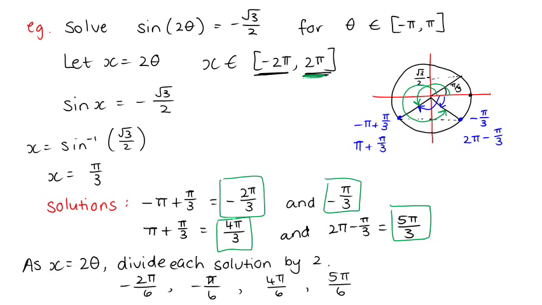Can we simplify that? You can simplify those. We have to. You should. So we can go to negative pi on 3, negative pi on 6, 2 pi on 3, and 5 pi on 6. So that's our final solution.